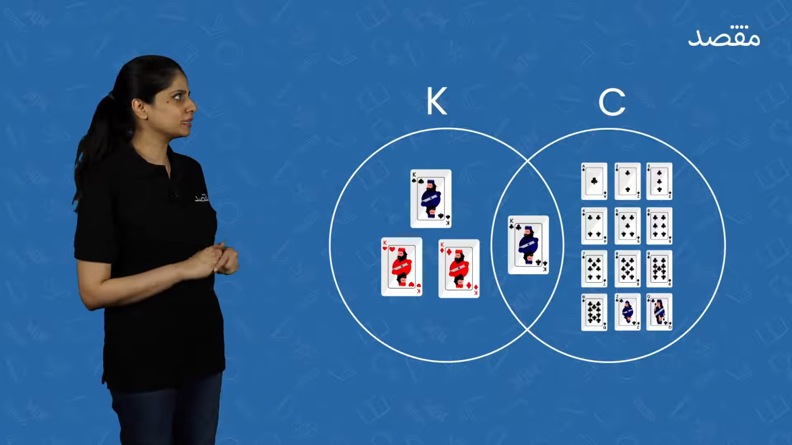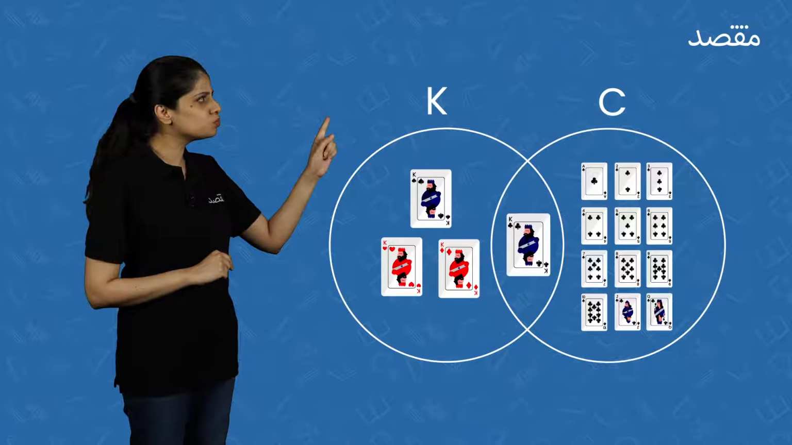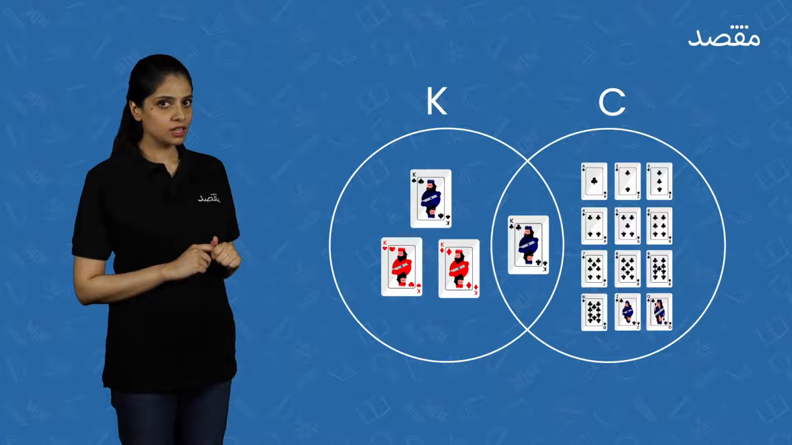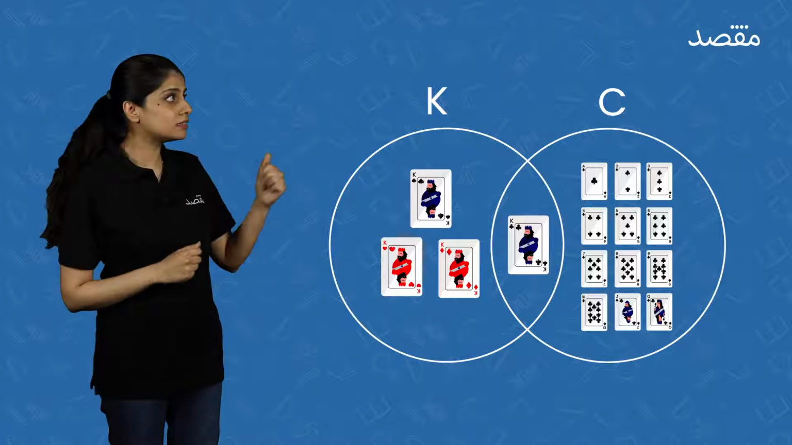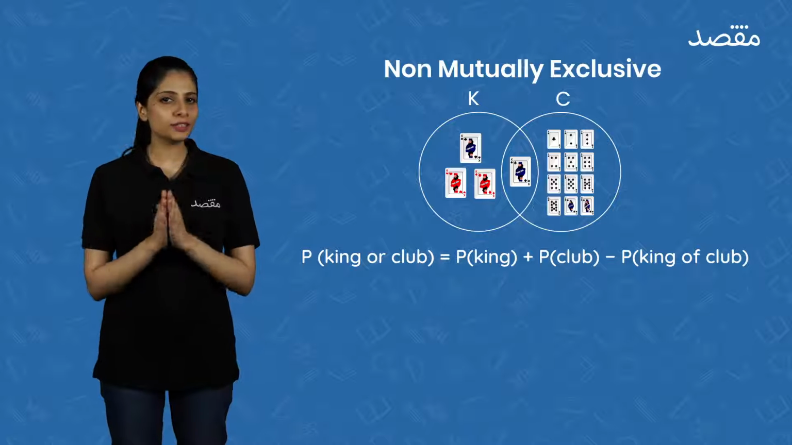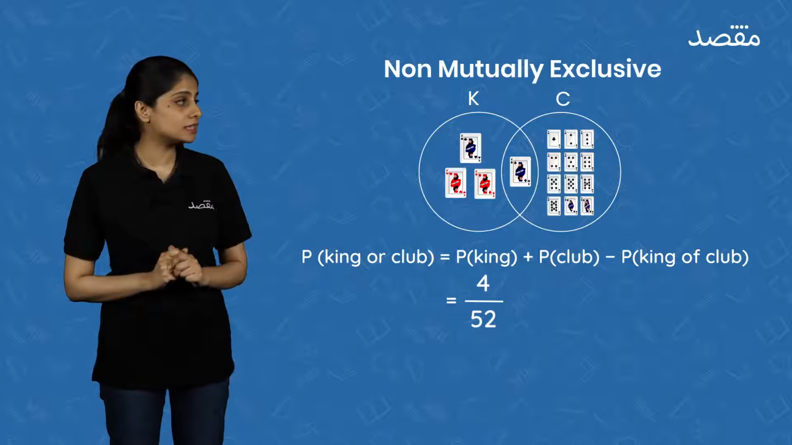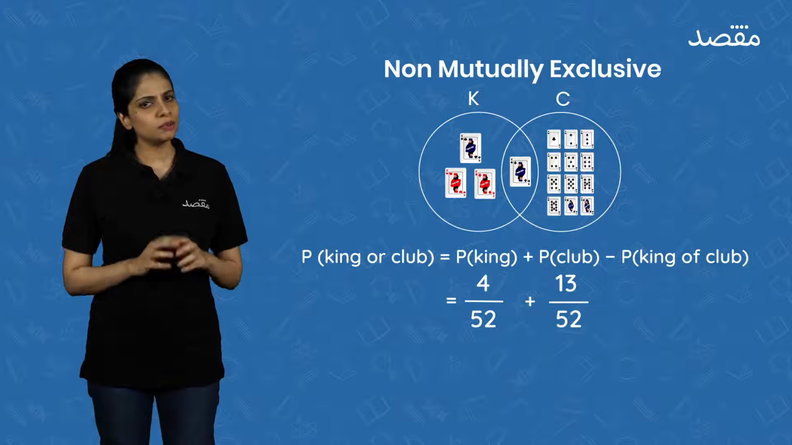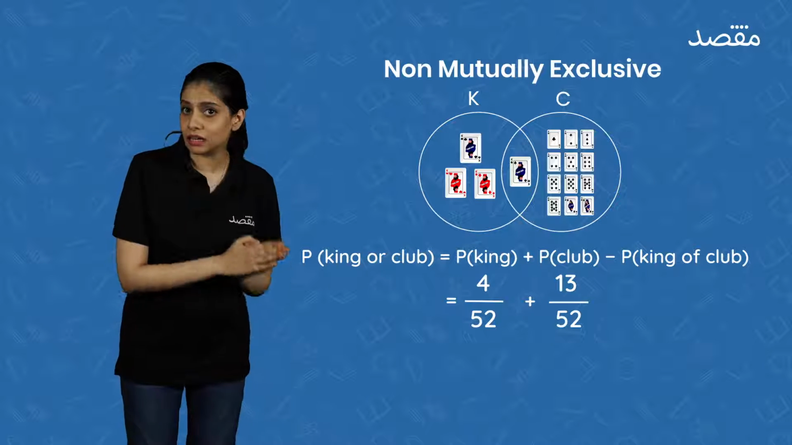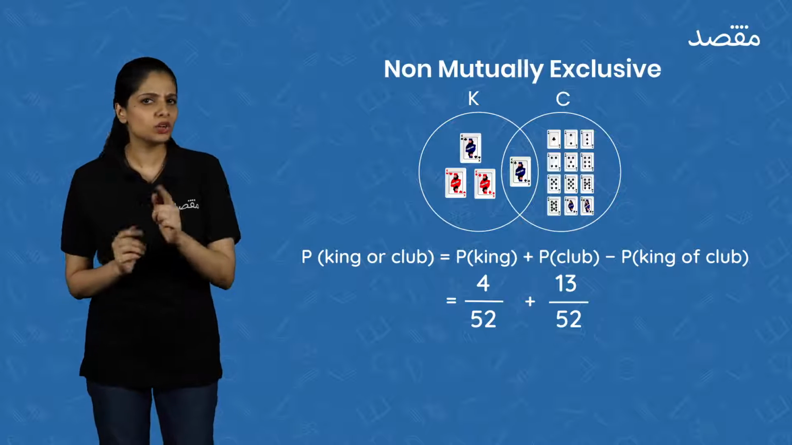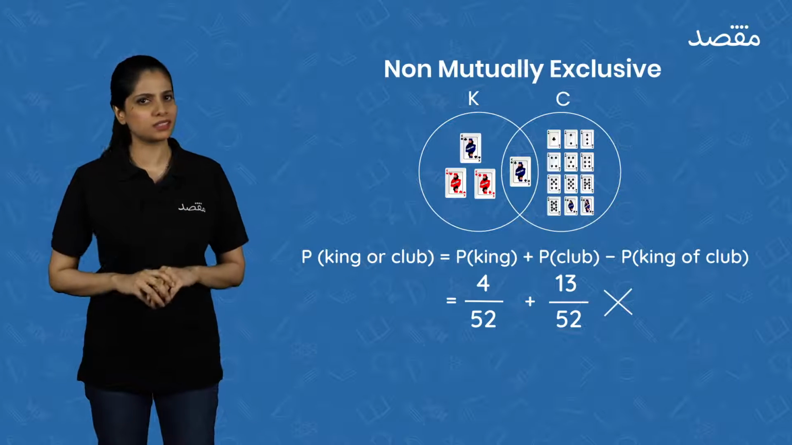चलिए इसे Venn diagram पर देखते हैं. We have 4 king cards and 13 club cards. And there's one card in the common region. If I start counting all the cards, I might count one extra one that is in the common region. The probability of a king card is 4 over 52 and the probability of a club card is 13 over 52. But the question we have at hand is that the card can either be a club or a king. It cannot be both. So adding the two probabilities simply would not give us the correct answer.